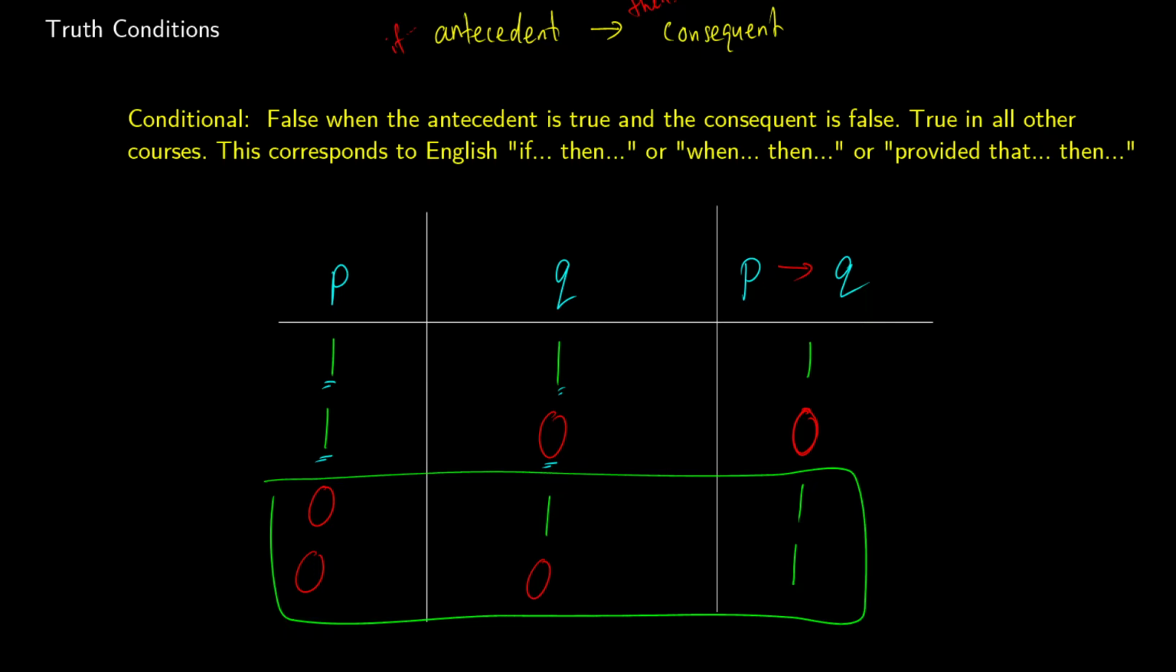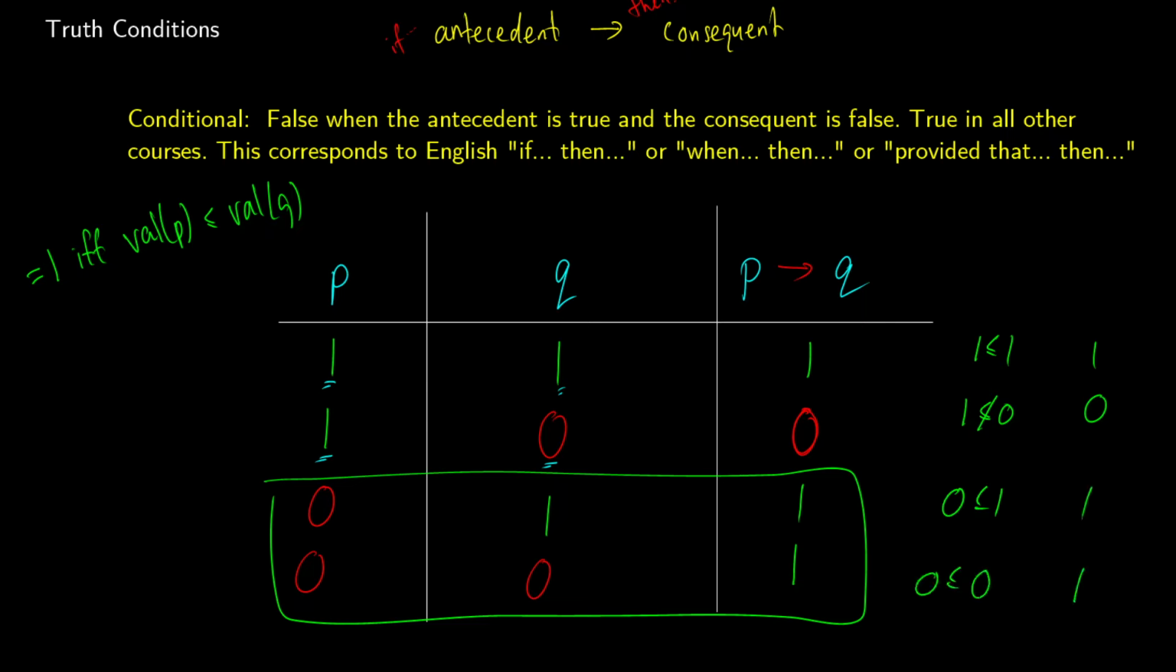If you're not quite getting the intuition, I tend to recommend the mathematical formula, which says that a line is true if and only if the value of the antecedent P is less than or equal to the value of the consequent Q. So in this case, 1 is less than or equal to 1, therefore we get 1. 1 is not less than or equal to 0, so we get 0. 0 is less than or equal to 1, so we get 1. 0 is less than or equal to 0, so we get 1. So this is a nice little mathematical way of determining that. And we'll talk more about conditionals later in the video.